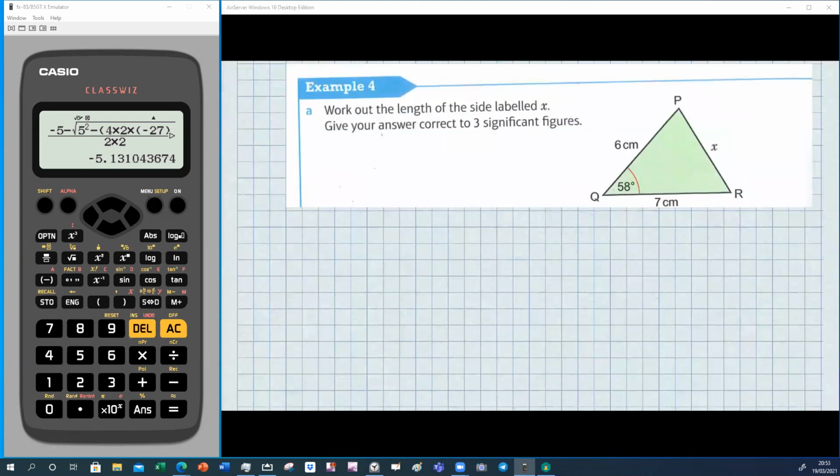Right, example number 4. Okay, Abu Bakr, are you happy to do this question with me? Yeah. You ready? Okay, go. So what do we start with first? Work out the length of the side labeled X. Give your answer correct to 3 significant figures. So the task is to work out a length, the length labeled X. Yeah. Okay, and we've got to do the 3 significant figures, and that's the accuracy of our question.